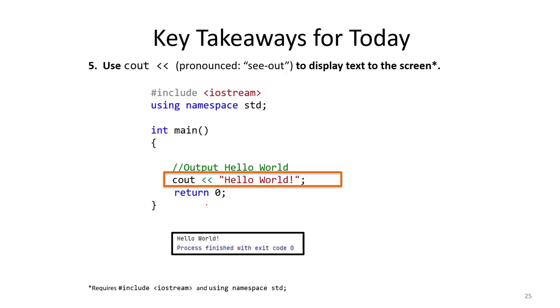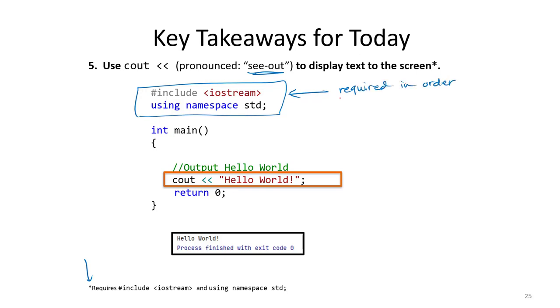Our next key takeaway today is that we want to use this command called cout. Notice it's not pronounced count, it's pronounced cout. Cout is used to display text to the screen. Notice my asterisk here. It requires the include iostream header and using namespace std. These are required in order to use the cin and cout commands.